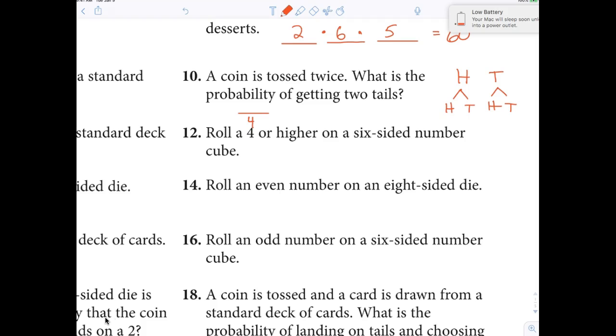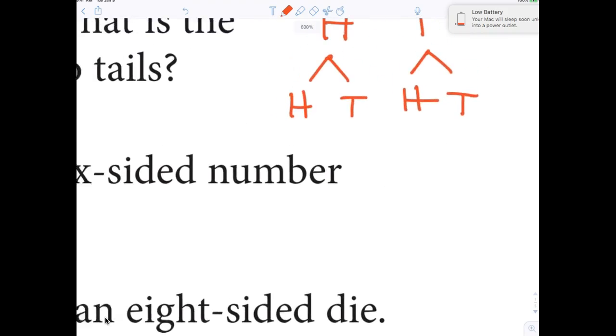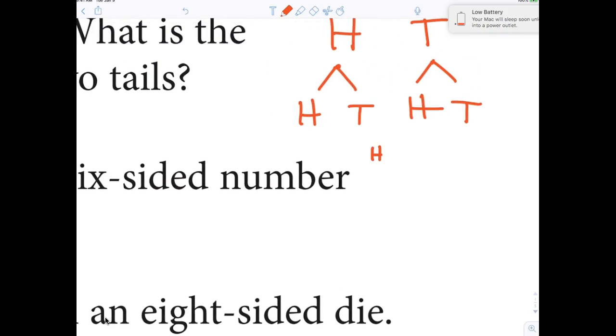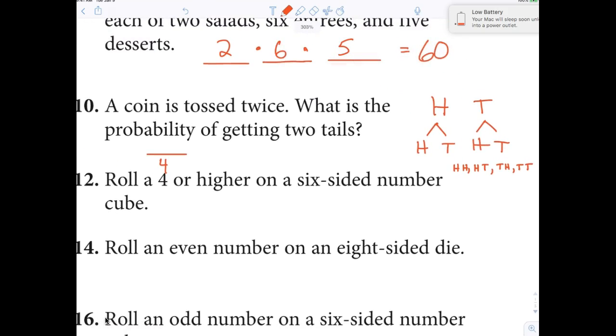So all your possibilities for flipping a coin would be H, H, H, T, T, H, or T, T. That's what we're interested in. What is the probability of getting 2 tails? 1 out of 4. Does everybody see that now? All right. Everybody see that?